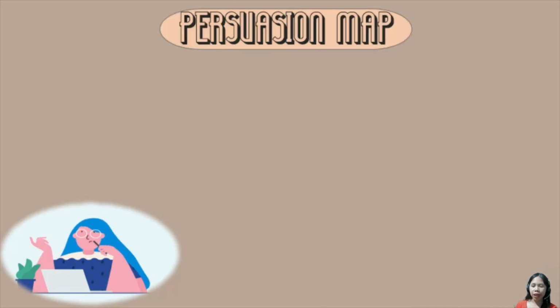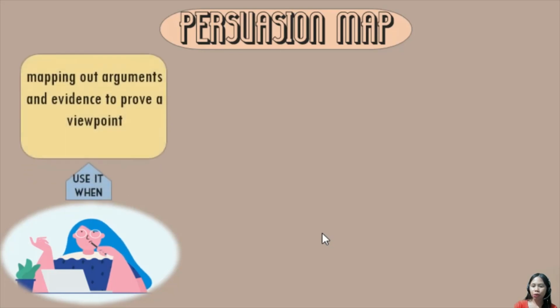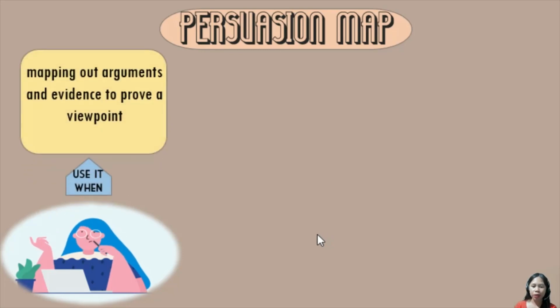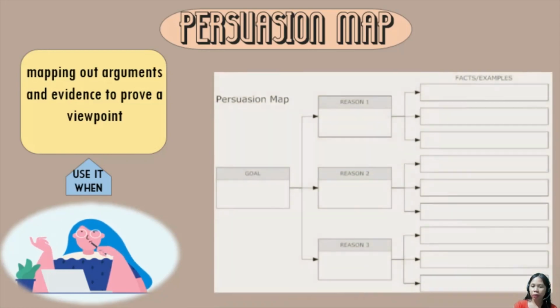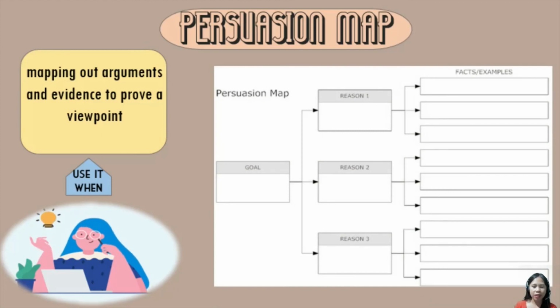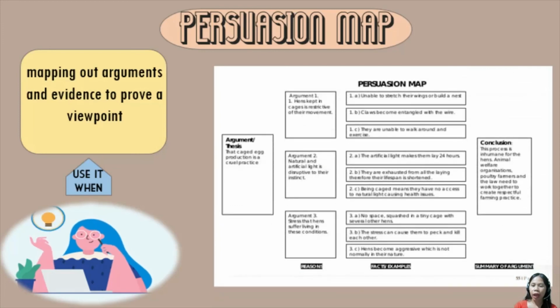And lastly, we have the persuasion map. A persuasion map is an interactive graphic organizer that allows you to map out your own arguments to prove a viewpoint. This graphic organizer is particularly helpful in preparing your arguments for persuasive essays and debates. The end result is a systematic visual of how you can effectively present your arguments in order for you to achieve your purpose, which is, of course, to convince others that your arguments are valid and credible.